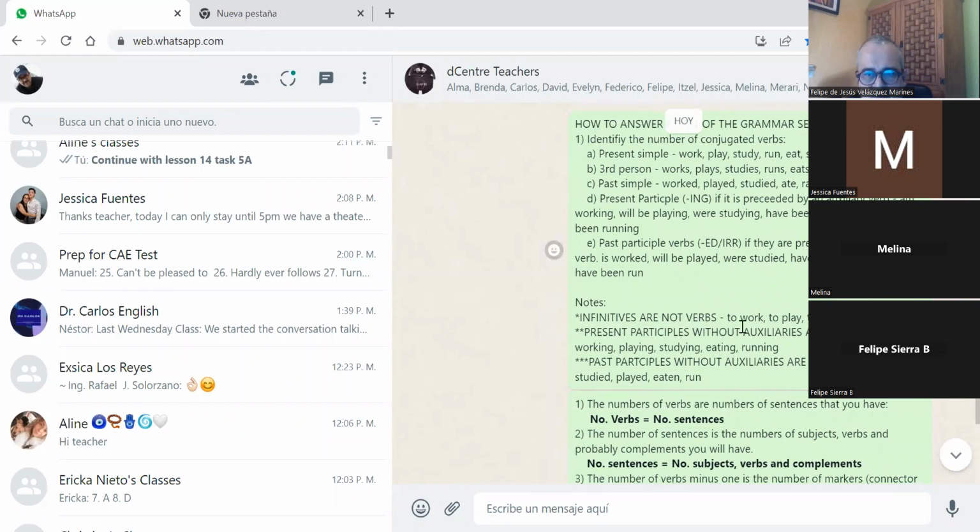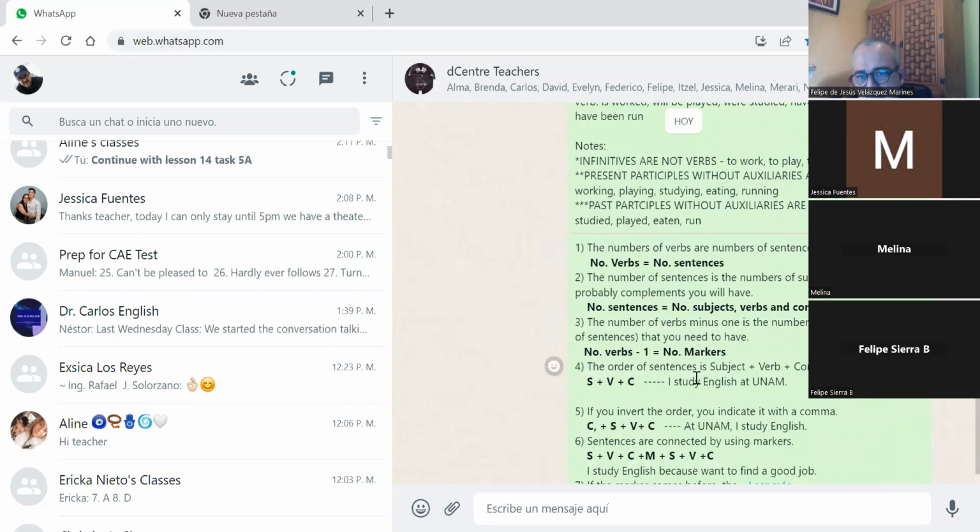Infinitives are not verbs: to work, to play, to study, to eat, to run. Present participles without auxiliaries are not verbs: working, playing, studying, eating, running. Past participles without auxiliaries are not verbs: worked, studied, played, eaten, run. Okay. And this is the first thing.